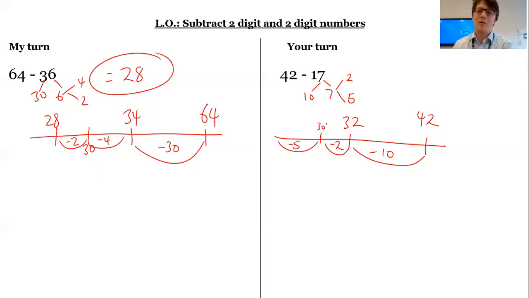And again, I can use my number bonds. 10 subtract 5 is 5. 30 subtract 5 then will be 25.